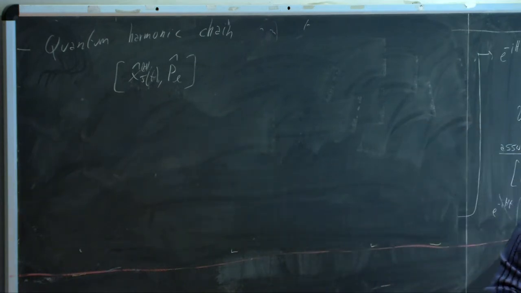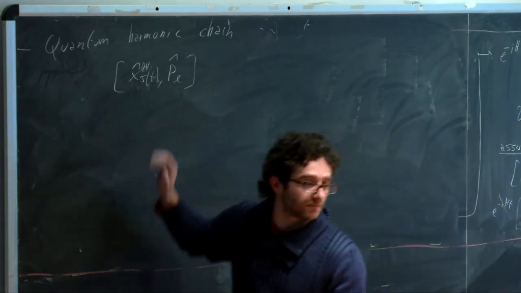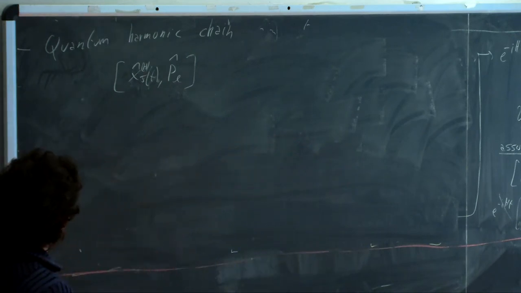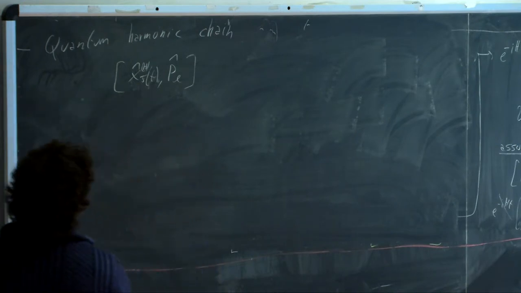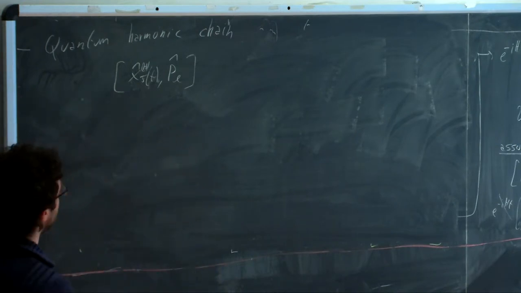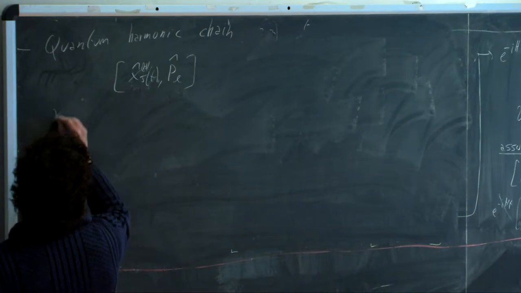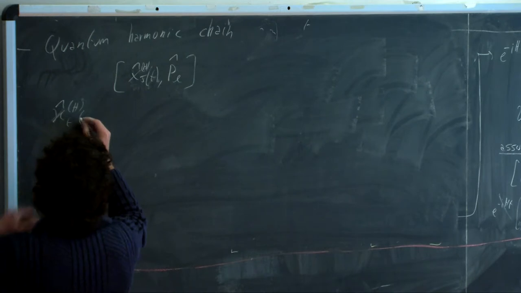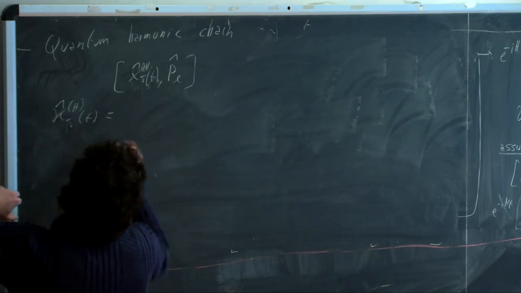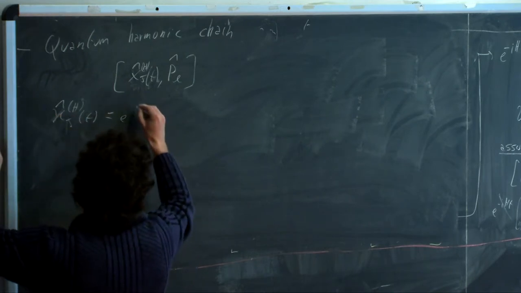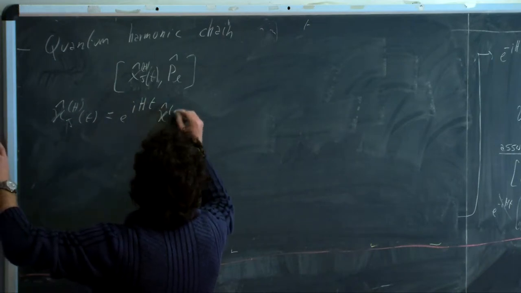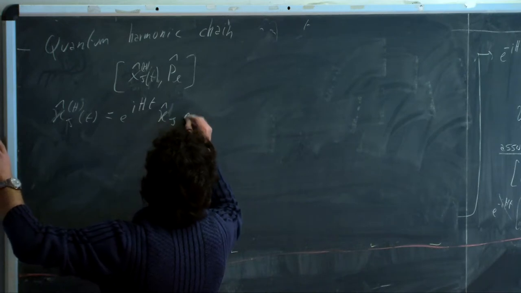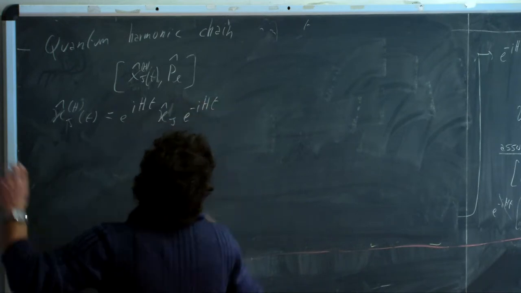And how can we compute these quantities in our system? Let's write the definition of the time evolution of X in the Heisenberg picture. So you have that xj of t is equal to e to the iHt, xj e to the minus iHt.